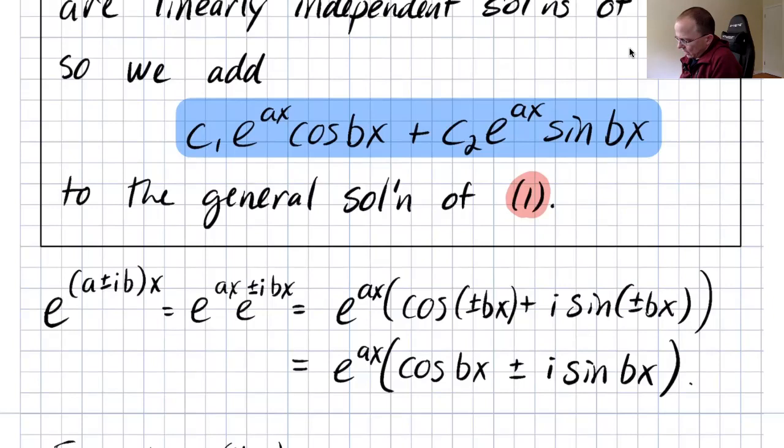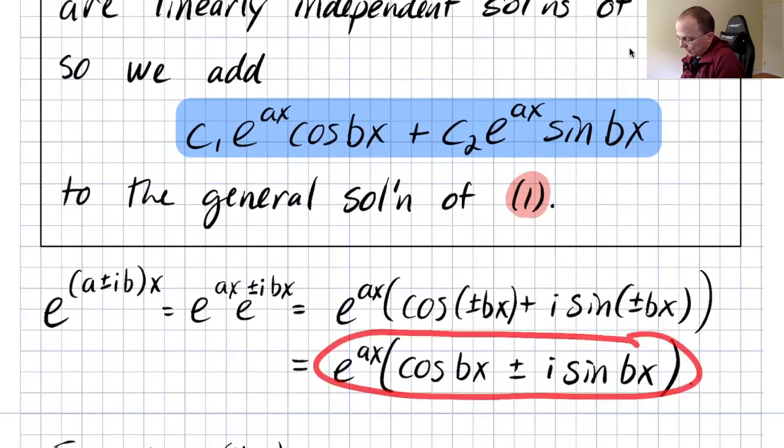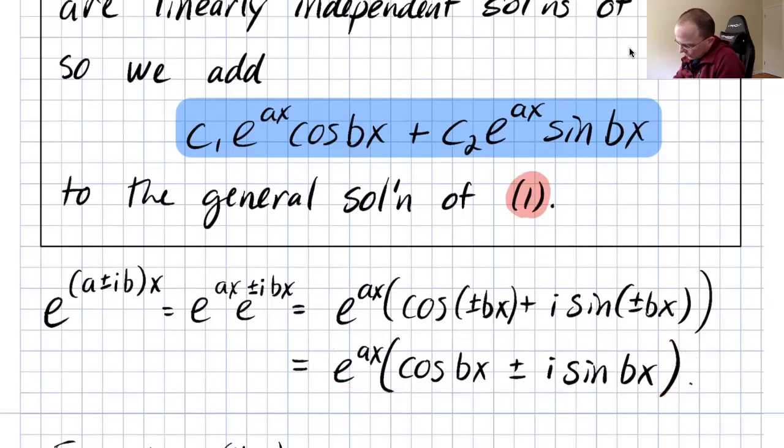And sine is an odd function. So when you do sine of negative bx, so if you flip sine across the y-axis, then that's the same as flipping it upside down. And so sine of negative bx is going to be negative sine bx. And so we end up getting this. And so notice that we're getting two solutions here.